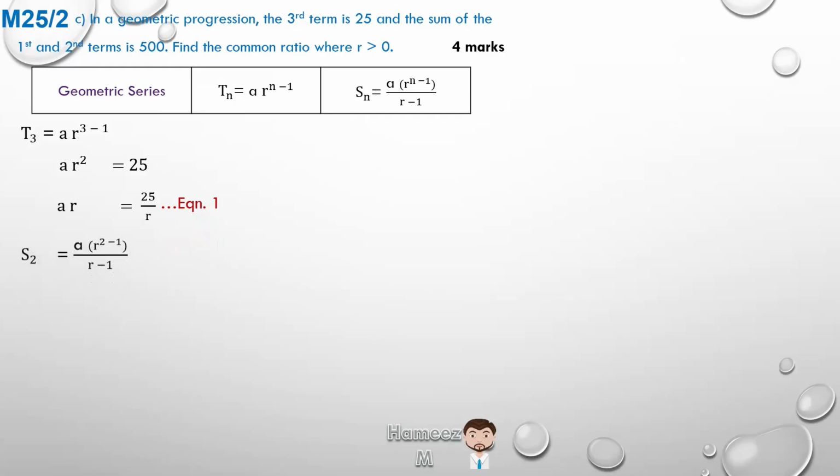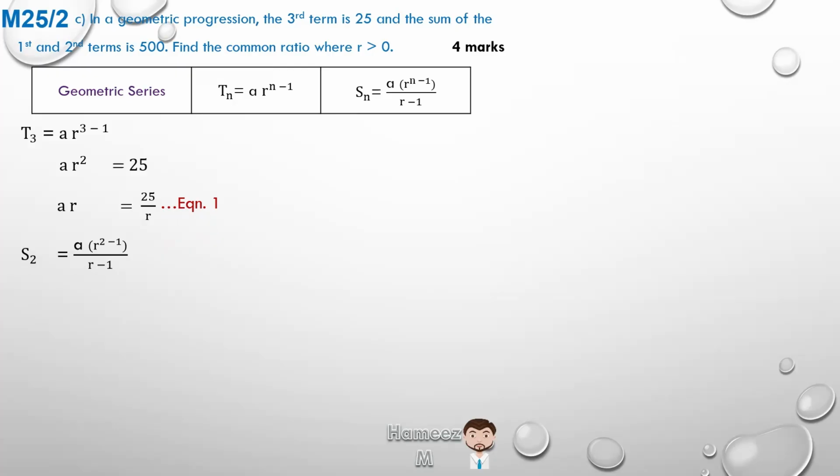Now let's look at the sum of the first two terms. There's a formula for S_n, as you can see, given in the formula sheet. I'm just showing you what is provided. For the first two terms, n is 2. So S_2 is equal to a, the first term, times r to the power 2 minus 1, all over r minus 1.